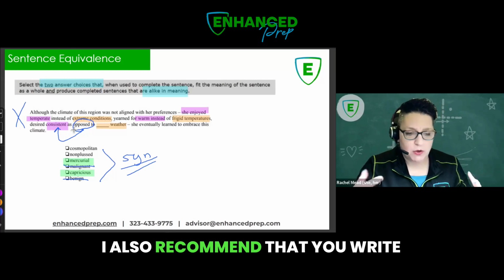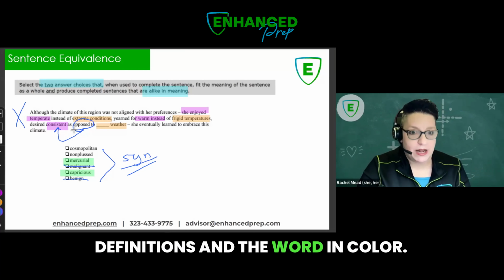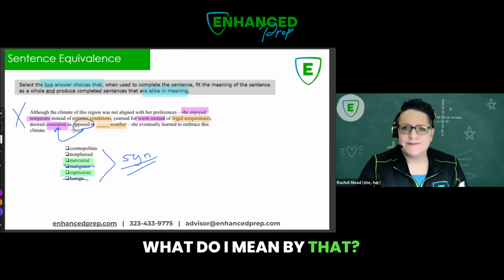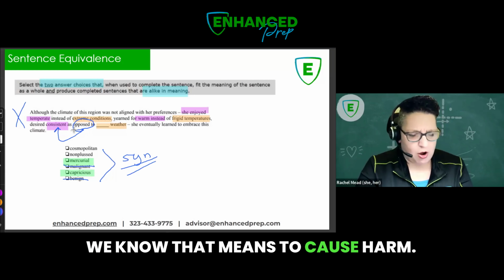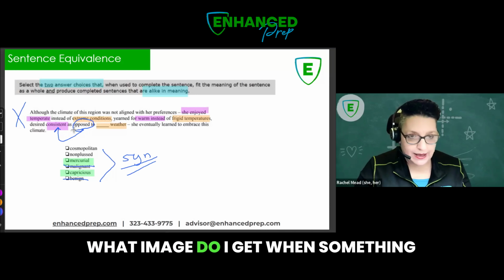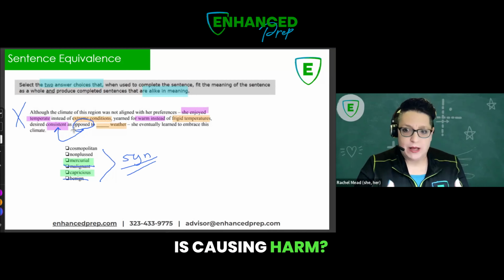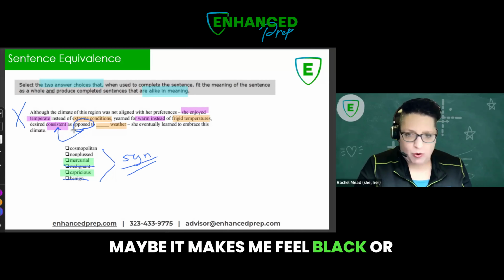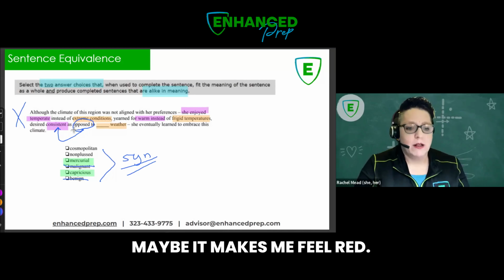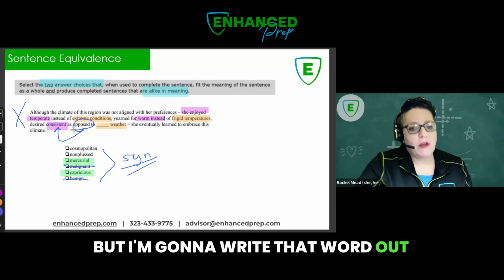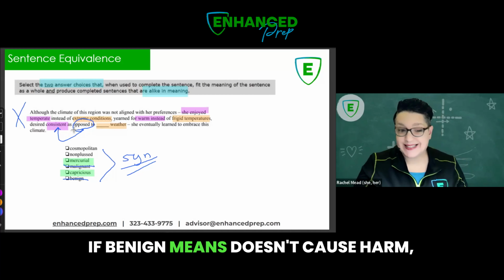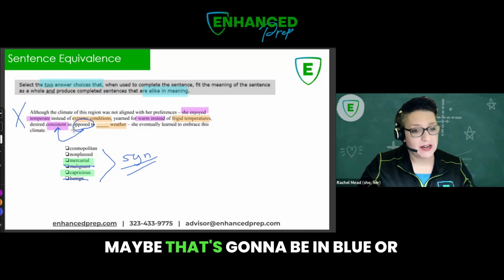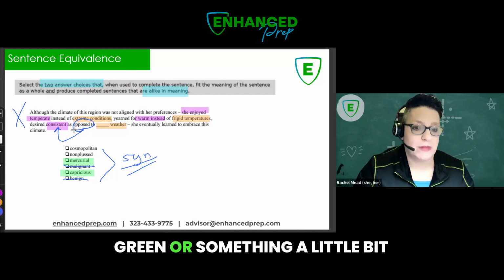I also recommend that you write definitions and the word in color. What do I mean by that? Let's talk about the word malignant again. We know that means to cause harm. What image do I get when something is causing harm? Maybe it makes me feel black, or maybe it makes me feel red, but I'm going to write that word out with the color that I associate with the definition. If benign means doesn't cause harm, maybe that's going to be in blue or green or something a little bit more neutral that way.